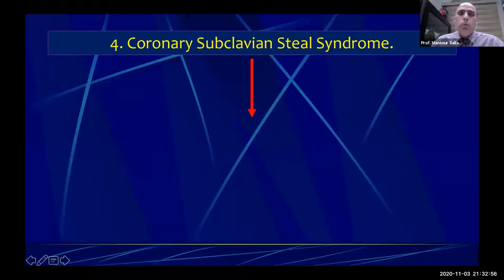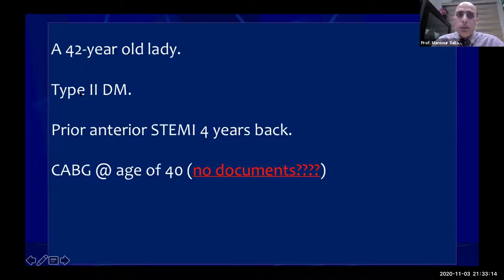Another issue due to obstruction of the subclavian artery may come as coronary subclavian steal syndrome. What is the coronary subclavian steal syndrome? For better elucidation, I would like to share with you this story of an unfortunate young lady, 42 years old, known to be diabetic for 5 years.